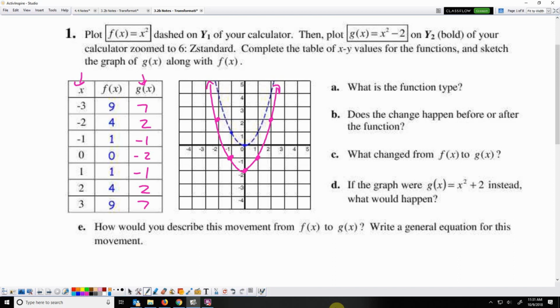Okay, so what is this function type? F of x equals x squared. That is a square function. Does the change happen before or after the function? So this is the change, this minus 2. Everything shifted down 2 units. Did that happen before or after the function? Well, by order of operations, x squared minus 2, the squaring happens first. So that change happens after that function.